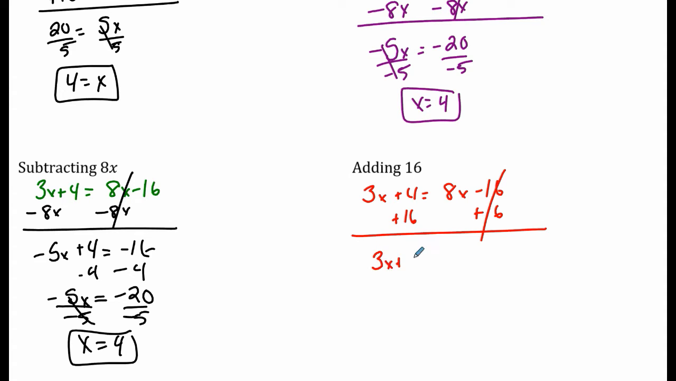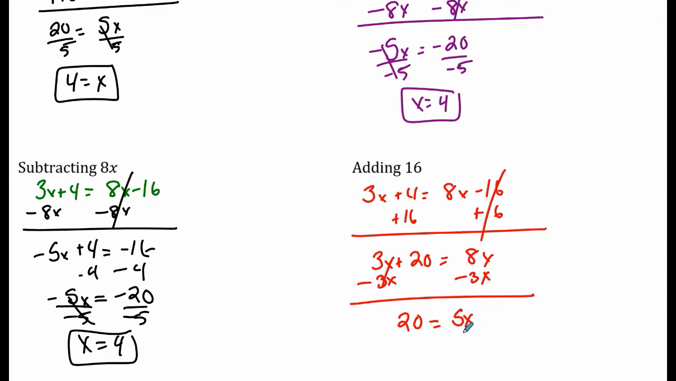3x plus 20 equals 8x. Well, let's get all my variables on the right-hand side here by subtracting 3x. So you just have to make a decision. What side are my variables going to? Am I going to put all the variables on the right side, or am I going to put all the variables on the left side? And once you make that choice, you've got to stick with it.